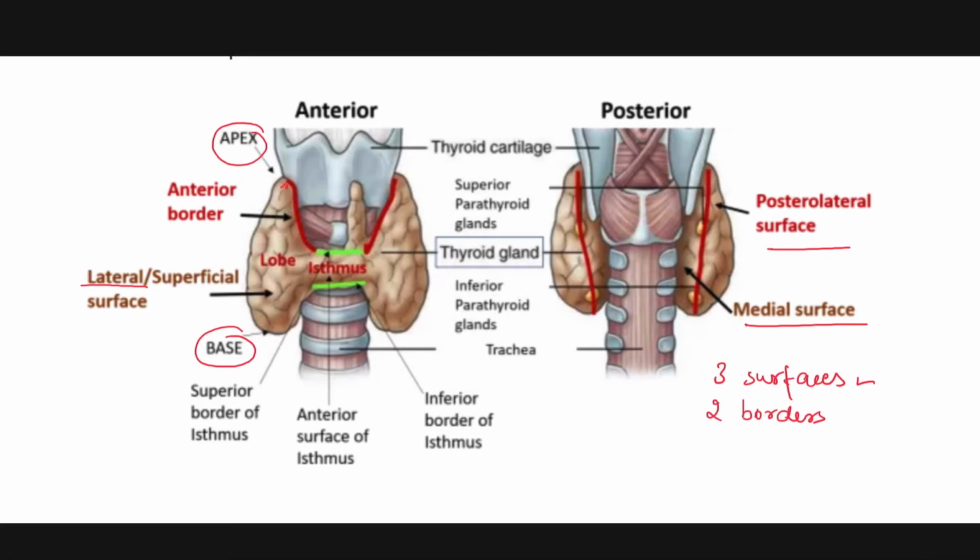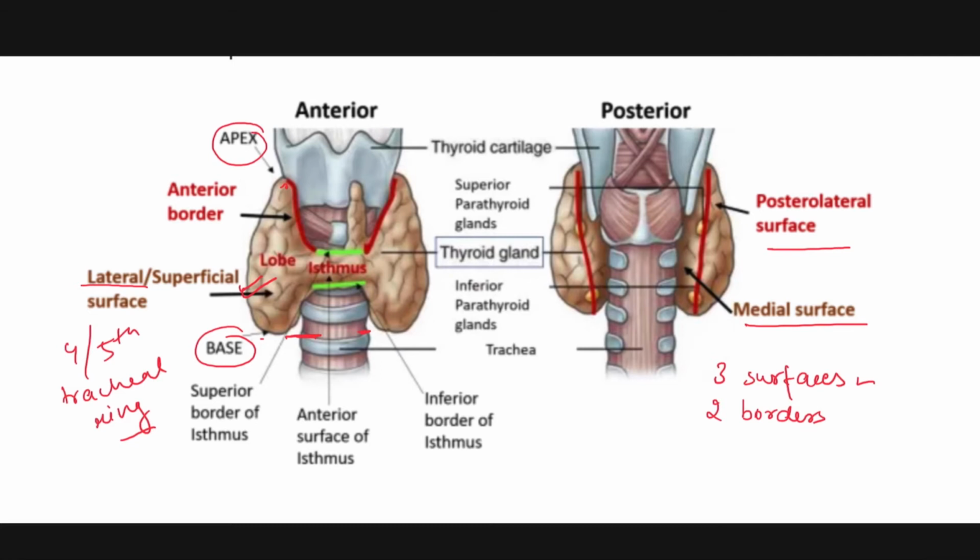The apex is directed upwards, and the base lies on the 4th or the 5th tracheal ring. इधर ट्रेकिया है तो 4th और 5th tracheal ring पर base आएगा. Then we have the lateral surface. The lateral surface or the superficial surface, ये आगे वाला surface को हम lateral surface कहते हैं. It is convex and is covered by the strap muscles.